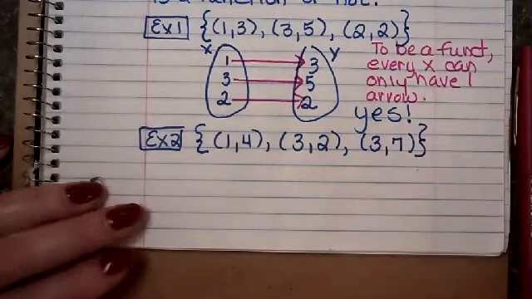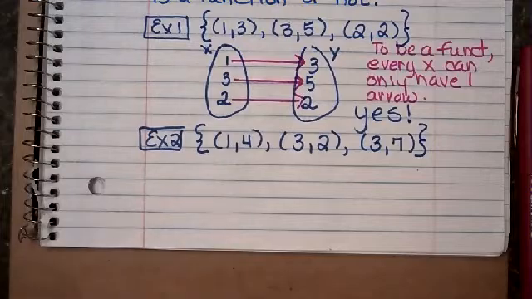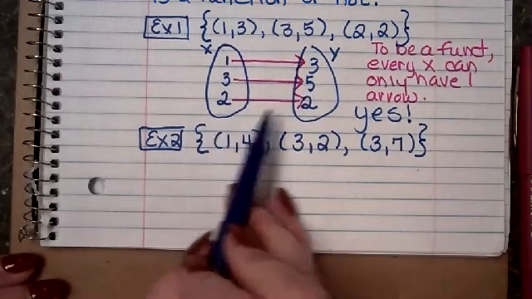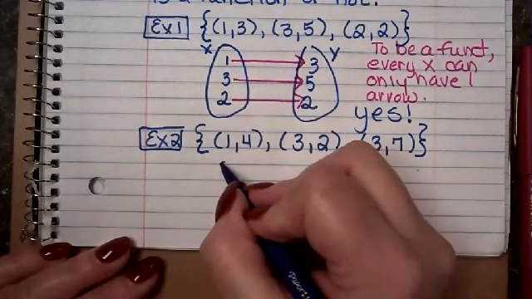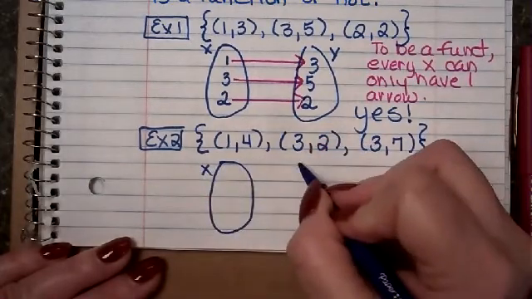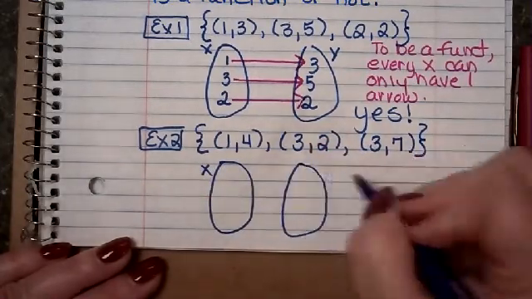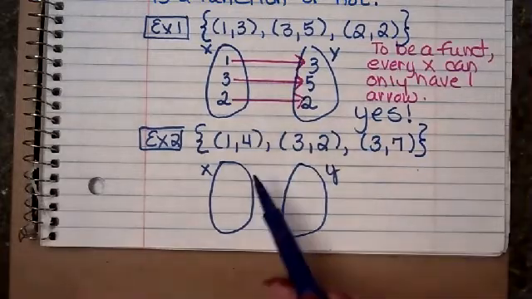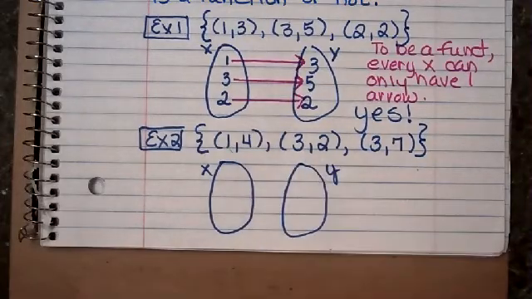And close my set. Okay, now I'm going to do the same thing I did before. I'm going to set up my bubbles. So here's my bubble for X. Here's my bubble for Y. How many lines should I give my bubble? Well, 1 line for each ordered pair.